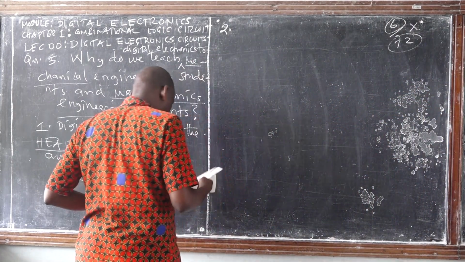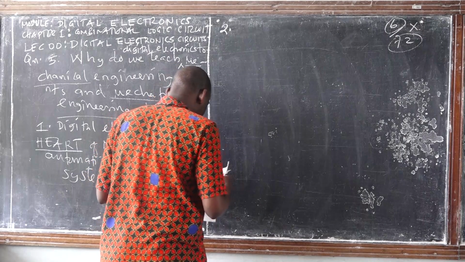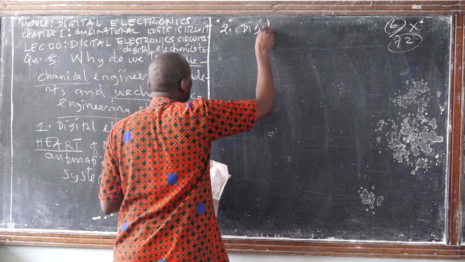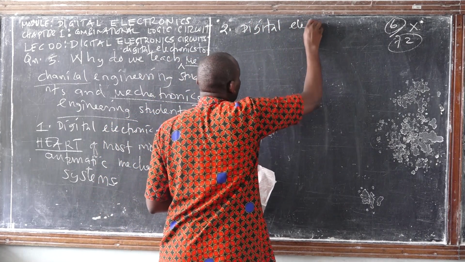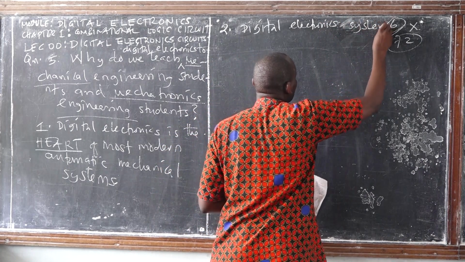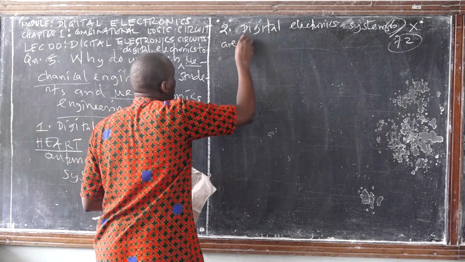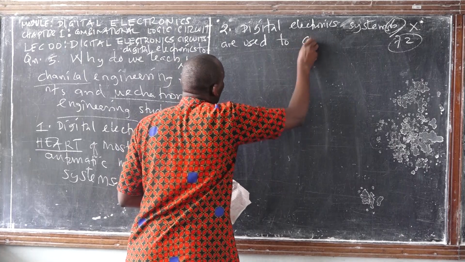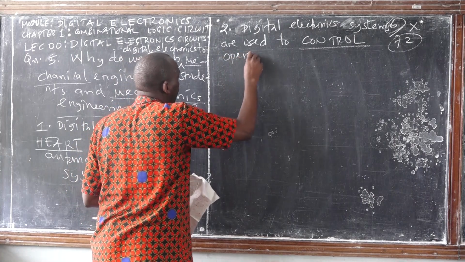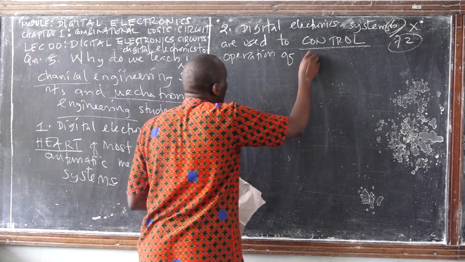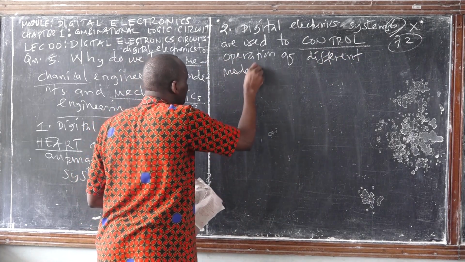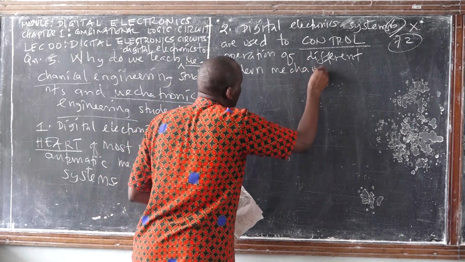Number 2, the second reason. The second reason is that we have to learn digital electronics because digital electronics systems are used to control the operation of different modern mechanical systems.